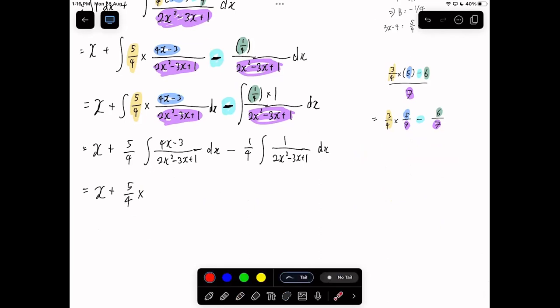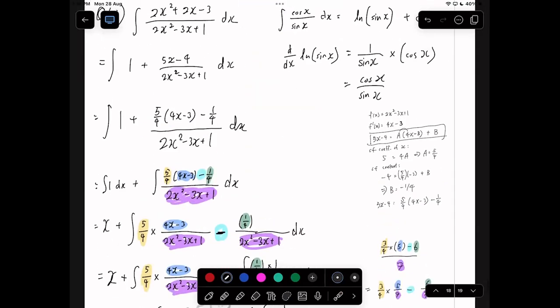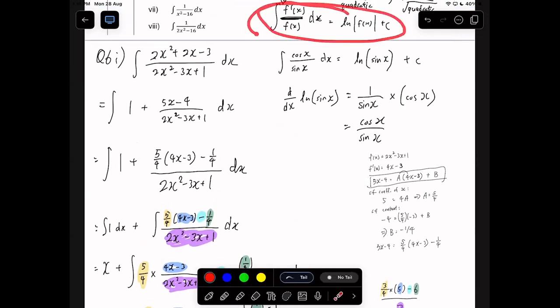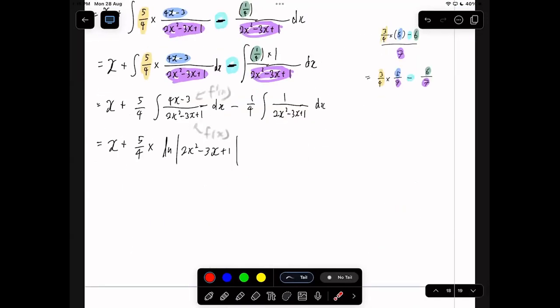Then now you just need to realize that 5/4 can be left alone. This one here is very special. Isn't it just f(x) below and f prime on top? Yes, f prime x on top. Then that means this equals what? Ln of the modulus of the denominator, 2x squared minus 3x plus 1. Remember this formula above? Okay, good.